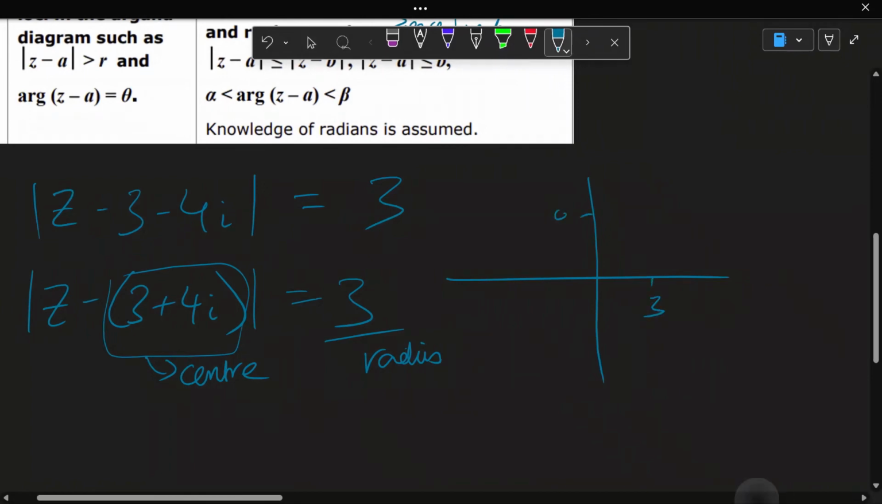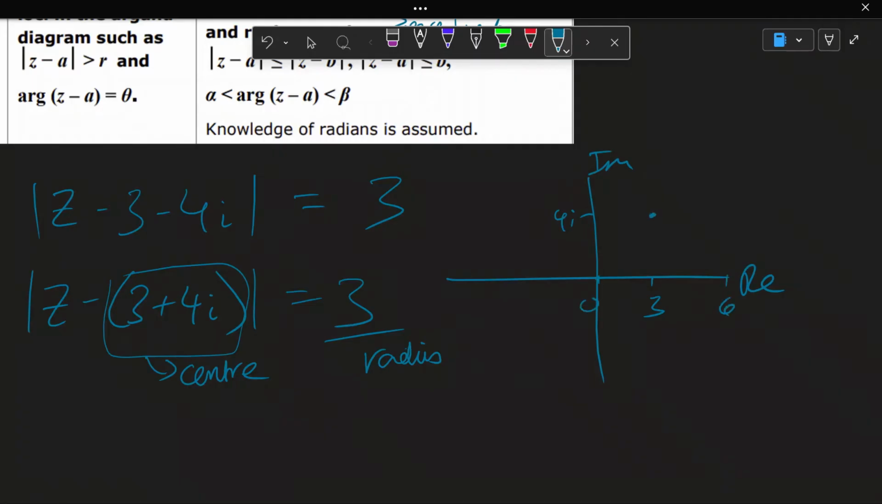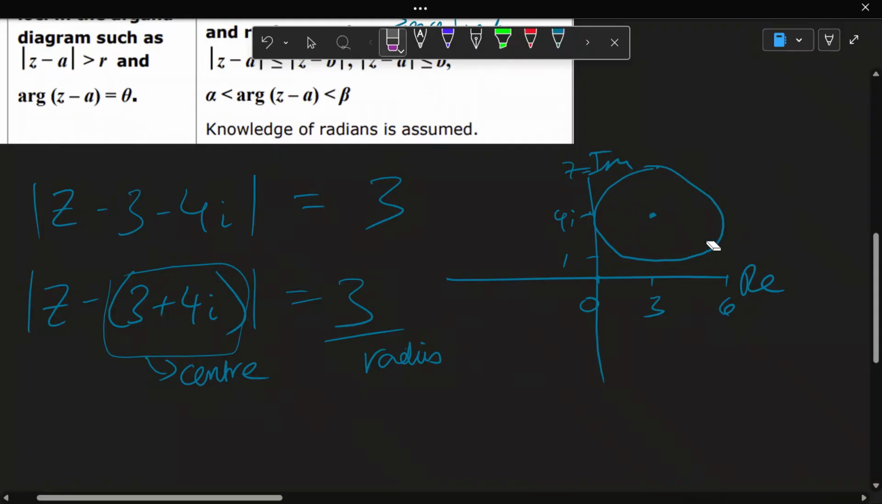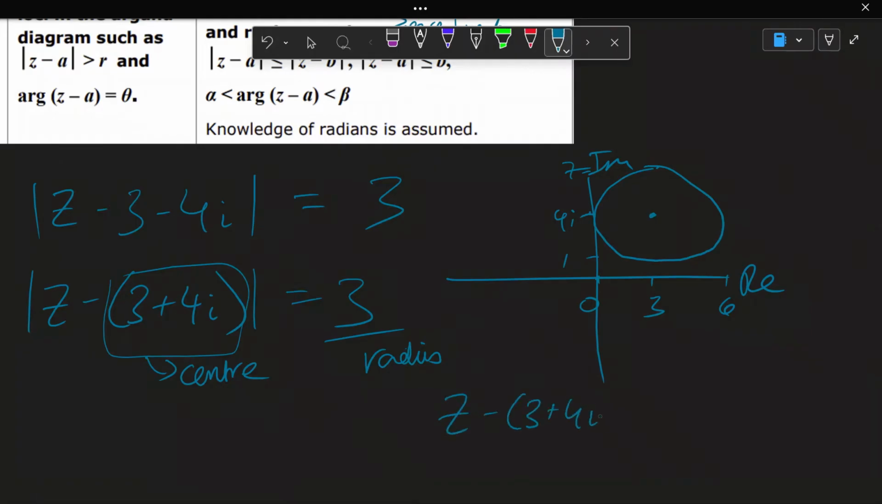So our diagram will look something like this. We have 3, 4i. This is our center. 6, 0. 4 will be 1 and 7. And that is our locus. Actually, that's not our locus. Our locus would just be this. If we had this less than 3, then we would shade it in to give us the range of values where our complex number would lie.